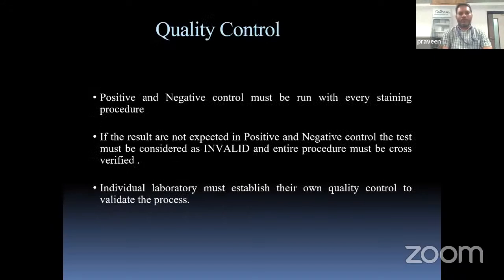Now, quality control. Positive and negative controls must be run with every staining procedure. If the results are not as expected in the positive and negative controls, the test must be considered invalid and the entire procedure must be cross-verified. Each individual laboratory must establish its own quality control to validate its process.